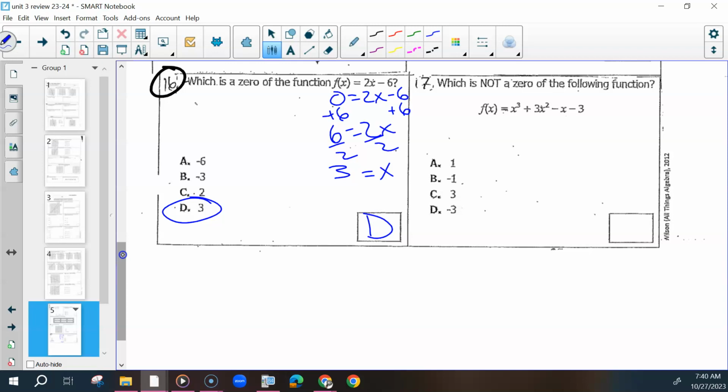But isn't it like y equals 2x minus 6? Isn't that how you say it? That's the equation.